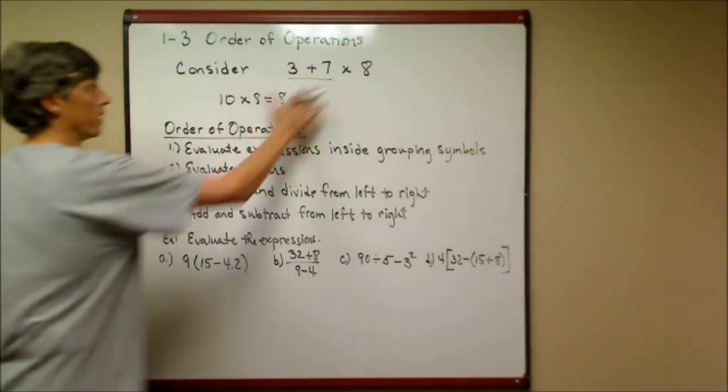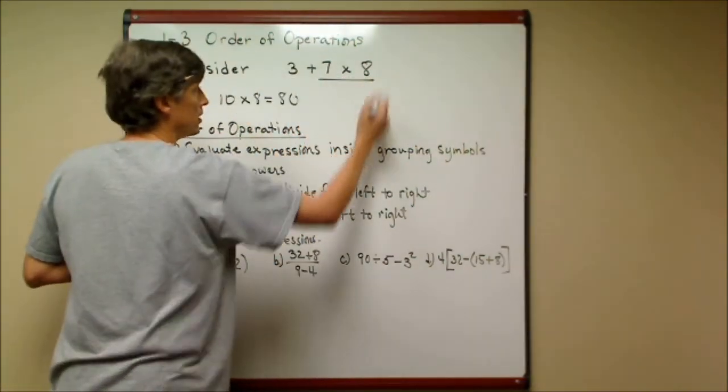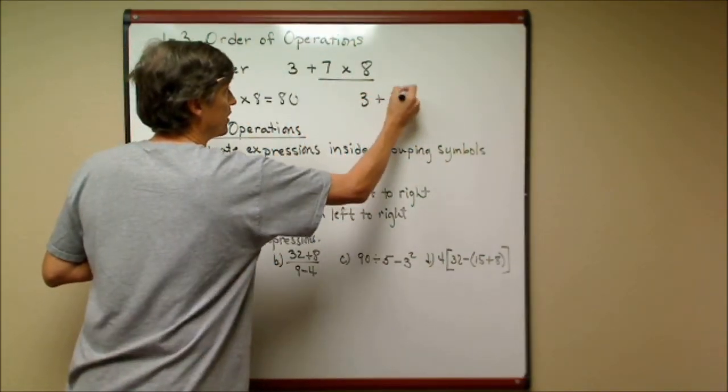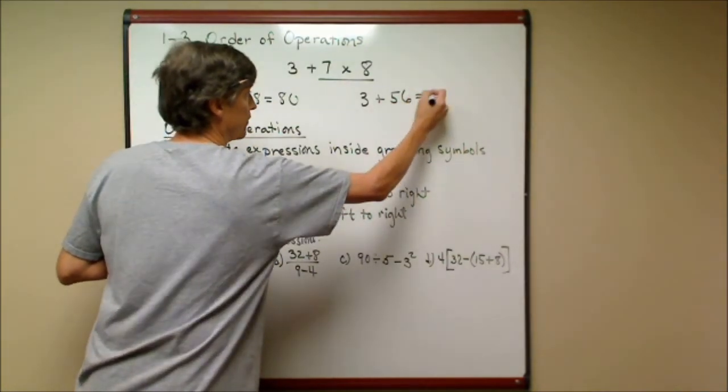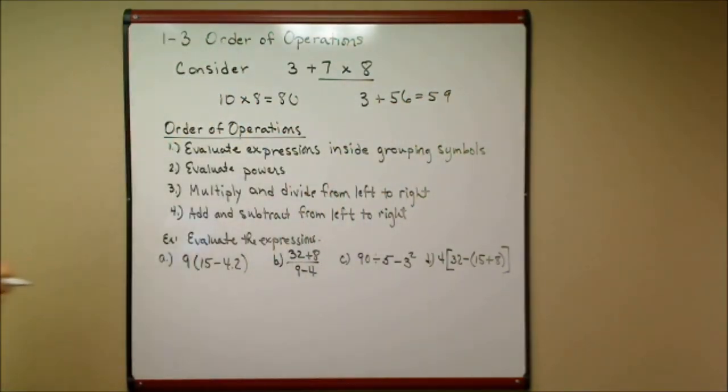If you multiply first, this would be 3 plus 56, which is 59. You get two very different answers. So it's key to make sure that we know which operation we perform first. And mathematicians many years ago decided on the following order of operations.